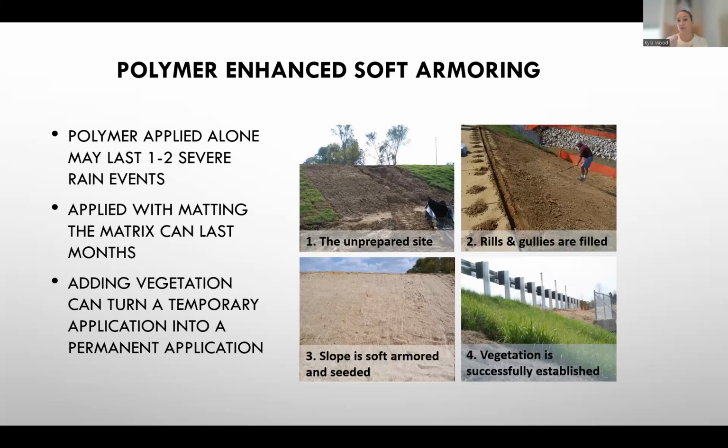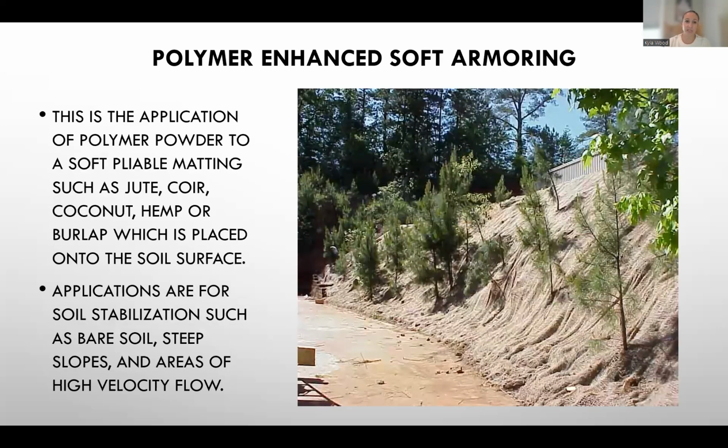but we need to make sure that the polymer can contact both the soil and the matting. So if you have a closed weave or tightly woven mat, then you're going to apply the polymer to the soil surface and then put the matting on top so that it's able to attach between the soil and the matting and form that matrix. Besides that, it's pretty self-explanatory. We apply the polymer, we apply the matting or the hydroseed, and we can help establish vegetation.